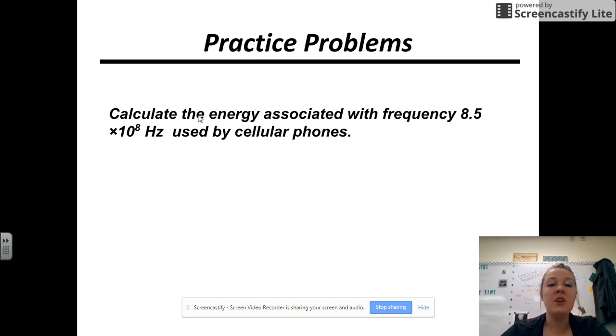All right, calculate the energy associated with the frequency of 8.5 times 10 to the 8th hertz used by cell phones. This time we're using energy, so we're going to be using the energy formula. That's E equals f times Planck's constant.